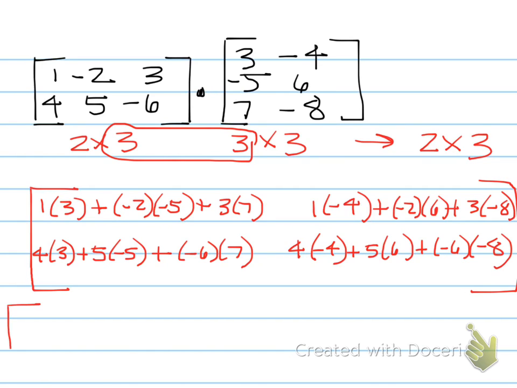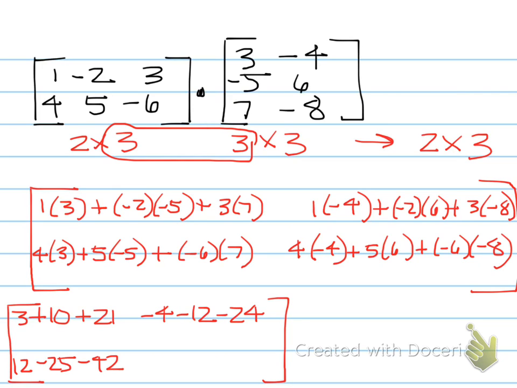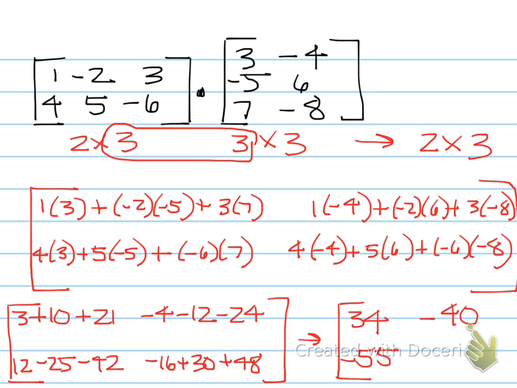And then simplify each one of those expressions. We get 3 plus 10 plus 21. -4 minus 12 minus 24. 12 minus 25 minus 42. -16 plus 30 plus 48. And once we simplify those, we should get, for the first row, first column of our answer, 34. First row, second column, -40. Second row, first column, -55, and then second row, second column, 62.